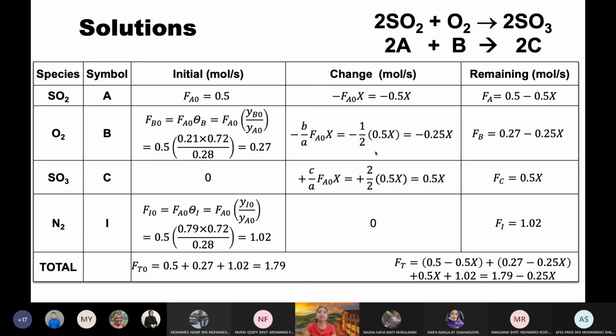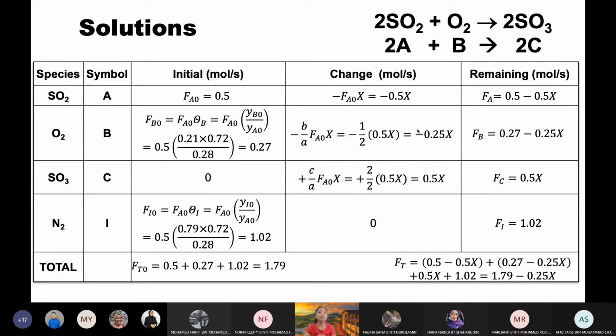Then the change for B. Part ni pun kadang-kadang akan tersilap sebab dia adalah minus B per A Fa0x. You have to be very careful in this example. My A is now, the stoichiometric coefficient is 2. So minus B per A is actually minus 1 over 2. Part ni pun kadang-kadang student tersalah tengok, dia terlupa di hadapan A ada 2. So become negative 1 over 2 multiply with 0.5x, you get negative 0.25x.